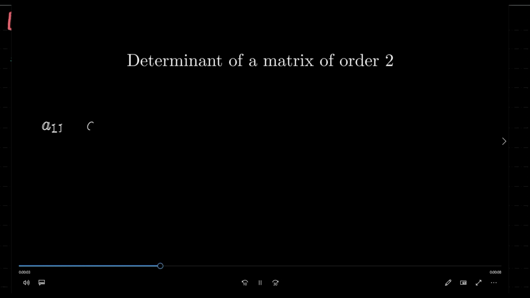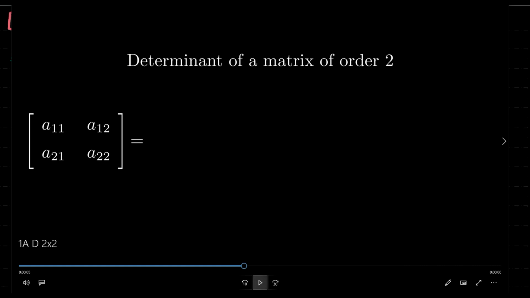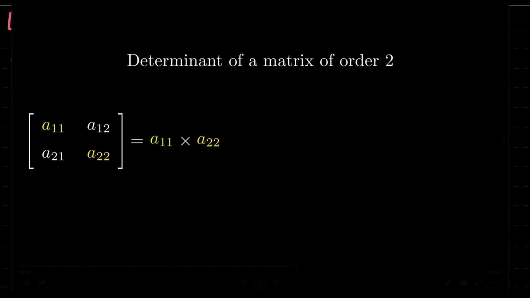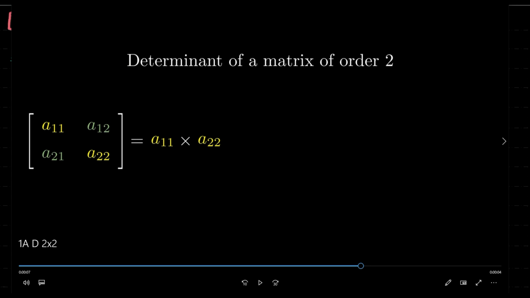So this is of order 2, the square matrix. So first thing is we are picking which two elements? The diagonal ones, left to right, top to bottom. So those two, what are we doing? We are multiplying. Next, we have a negative sign, and then we are taking the product of the other two elements from the other diagonal. So that would be your procedure.